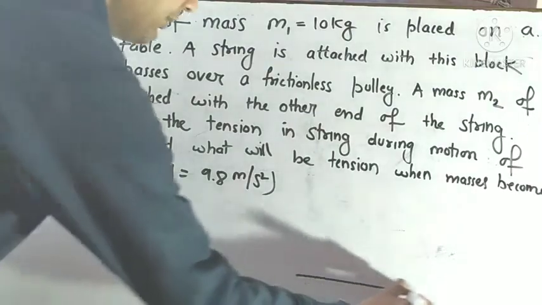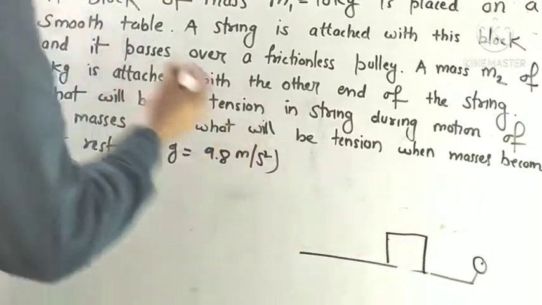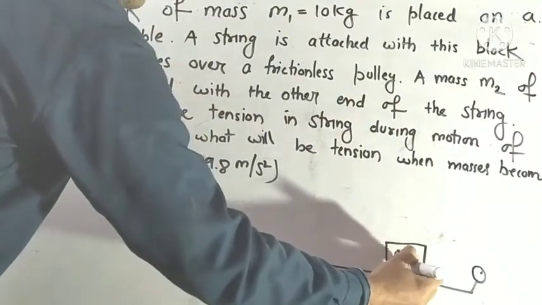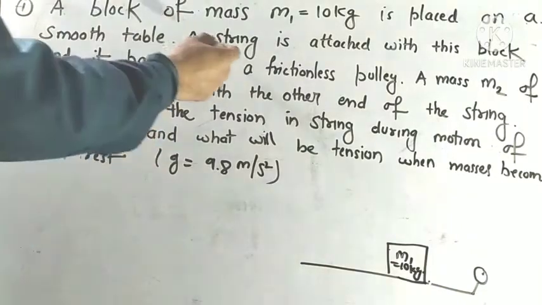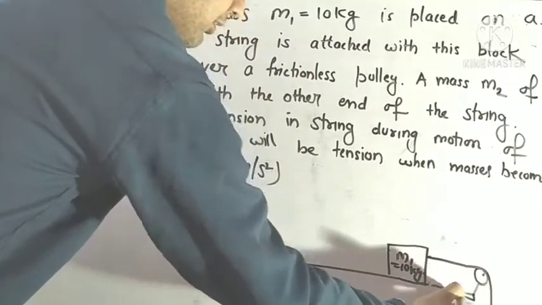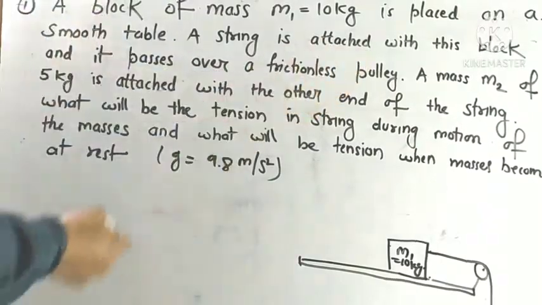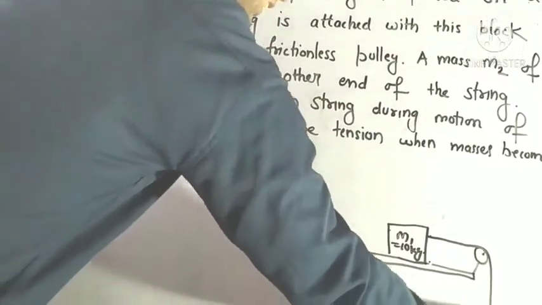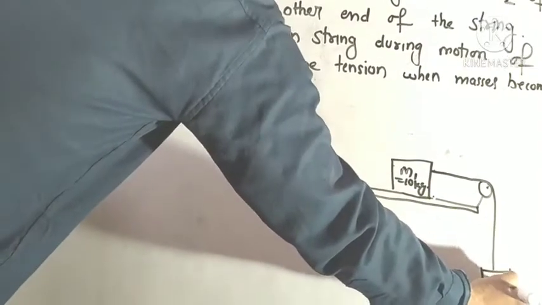So here we take a table and put a pulley here, and a block of mass m1 is placed on a smooth table, m1 is equal to 10 kg. A string is attached with the block, which passes over this frictionless pulley. A mass m2 of 5 kg is attached with the other end of the string, another mass attached with this string, having mass 5 kg.